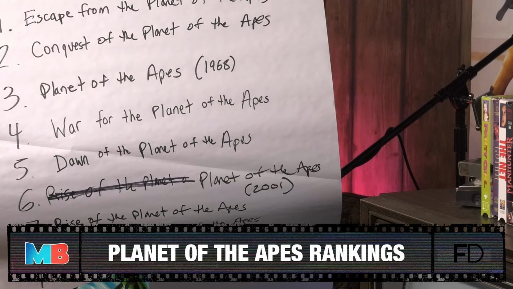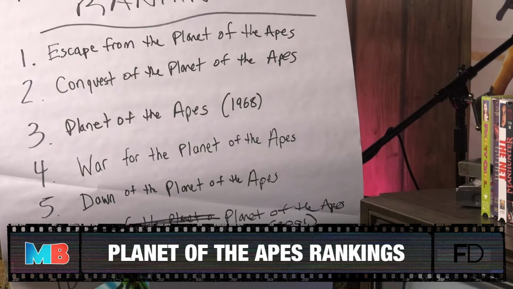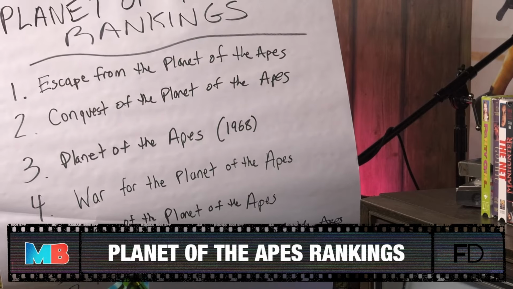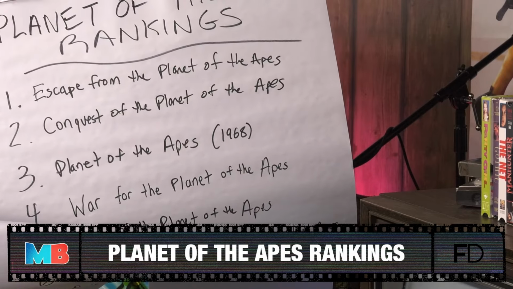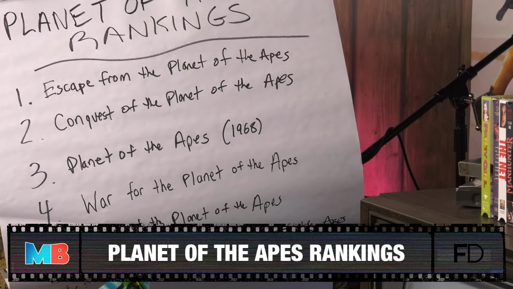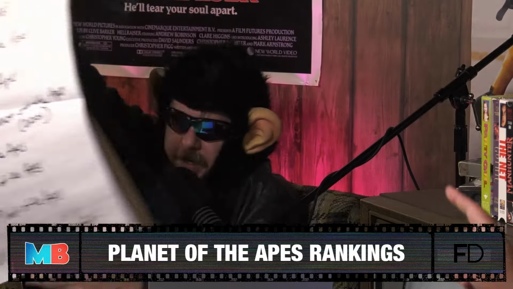Controversial, probably. It's growing on me. 5, Dawn. 4, War. 3, 1968 original Planet of the Apes. Second best, Conquest. That's the fourth one. Number 1 Planet of the Apes movie of all time, according to Movies Babyyy, so that's the facts, is Escape from the Planet of the Apes. That's the facts, Jack. That is the ranking.